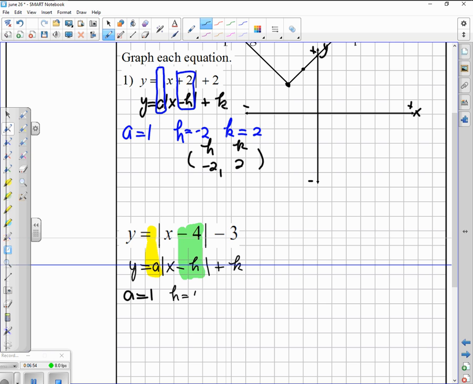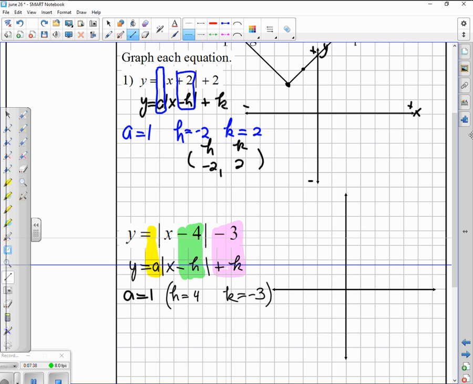Remember, h must be the opposite. And now I need the k value. There's no minus or negative here on the k, so it stays the same. So k will be negative 3. Now remember, to do the graph, I'm going to plot the point 4, negative 3. So I'm going to put in my x-axis and my y-axis.